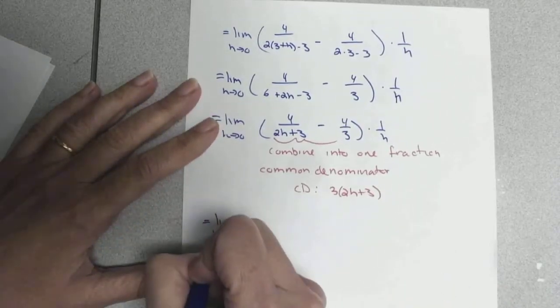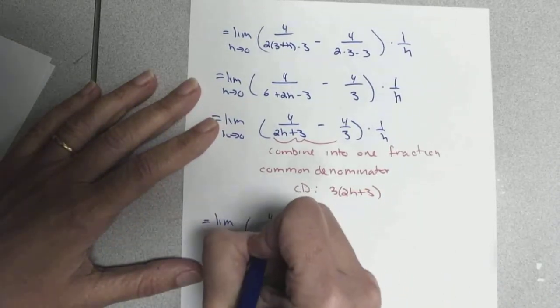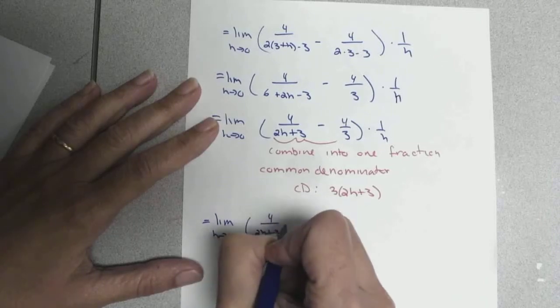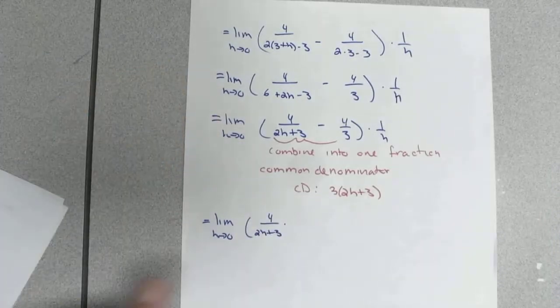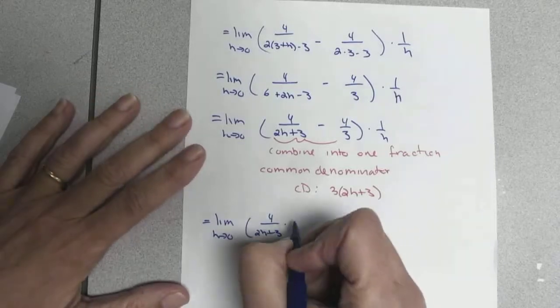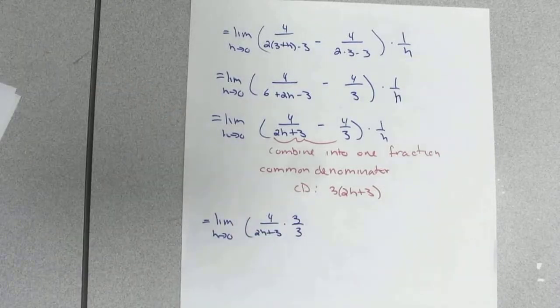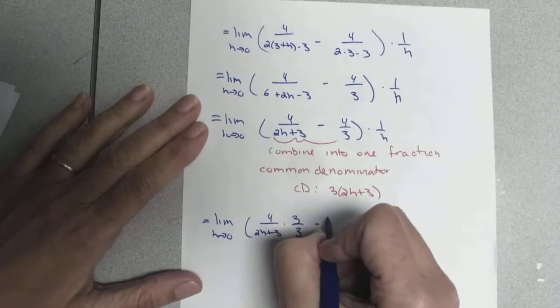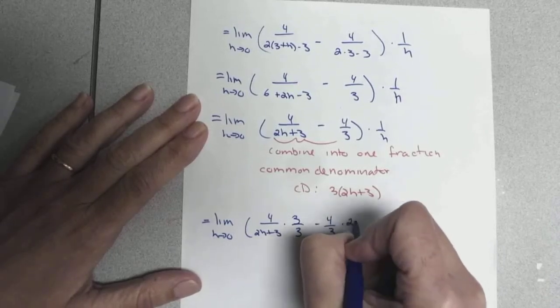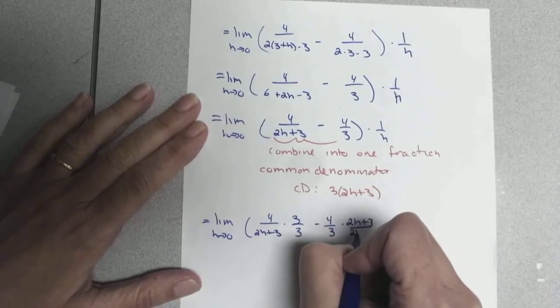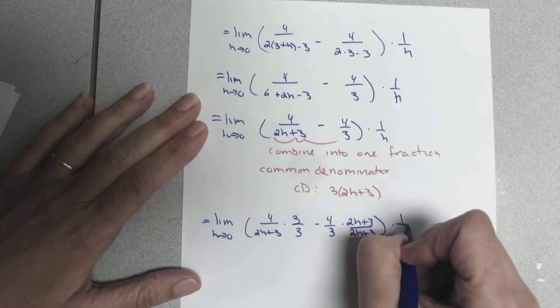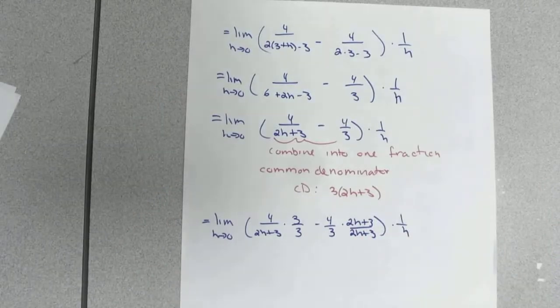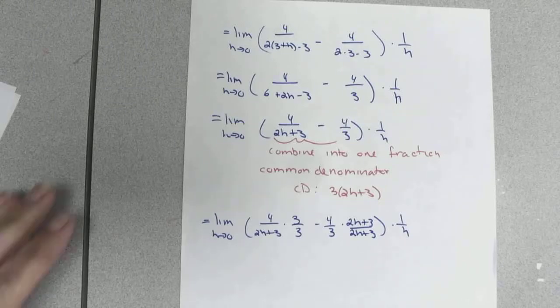So, showing every step here, getting a common denominator. That first fraction has the 2h plus 3. It's missing the times 3, so numerator and denominator times 3. The second fraction has the required 3, but it does not have the 2h plus 3, so numerator and denominator times 2h plus 3.